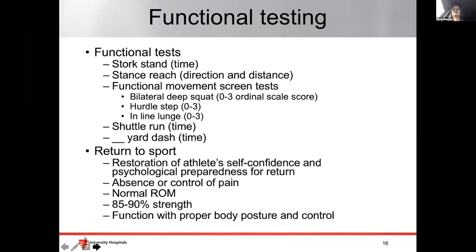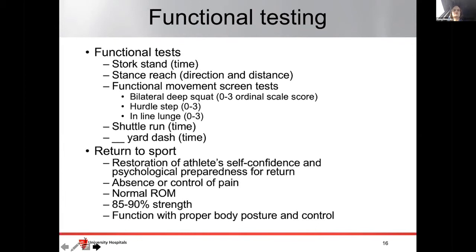You want to do that test with them barefooted because it's much more difficult because they have to use their intrinsic muscles. There's also a formal functional movement screen you can do. The bilateral deep squat, the hurdle step, and inline lunge are very popular and very good to really see how the athlete is doing the exercises and make sure their posture and positioning is A-okay, so you can progress them to more difficult exercises.